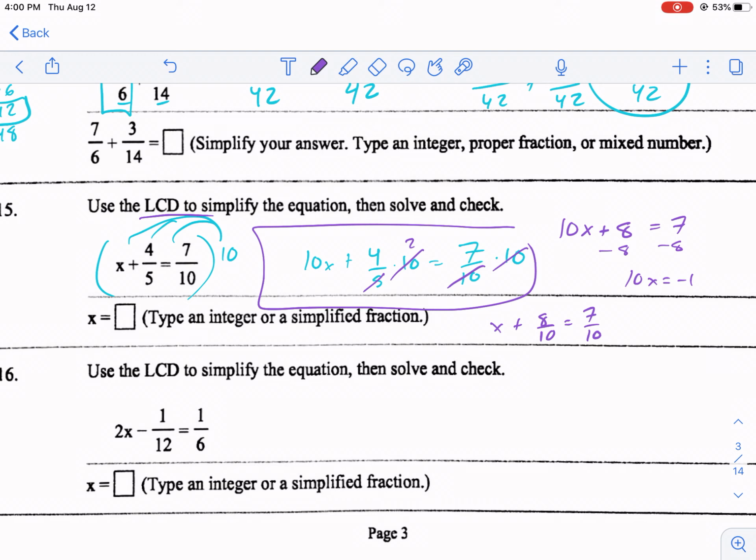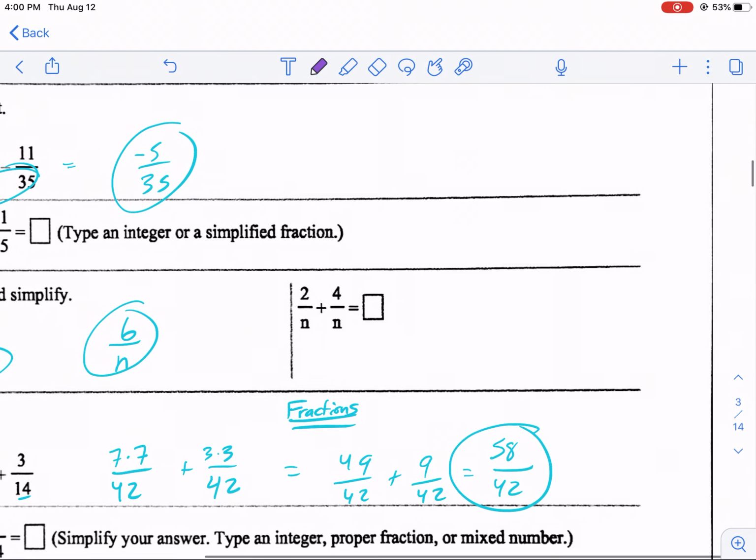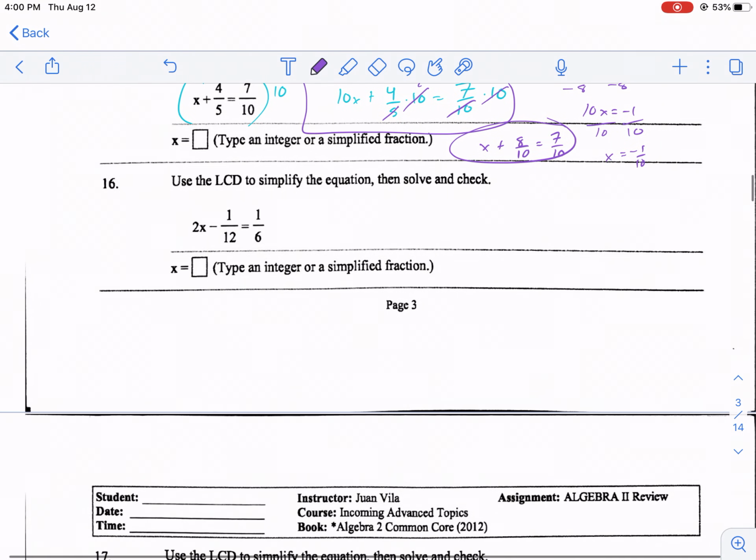So here we have 10x equals -1. So what I'm going to do is divide by 10. We get x equals -1 over 10, which is exactly what we would have got there. Actually, for this problem, it probably was easier the other way that they asked, but maybe not for this one.